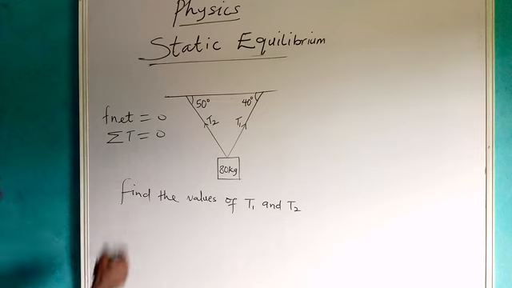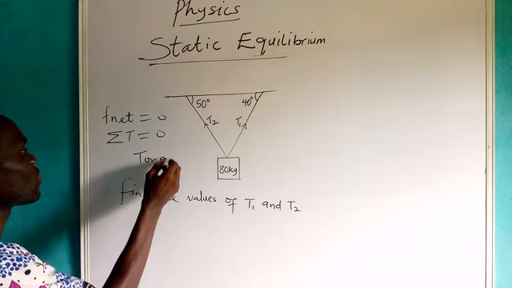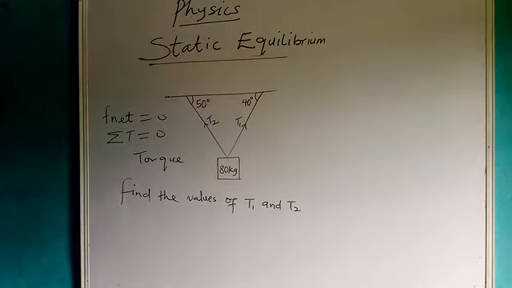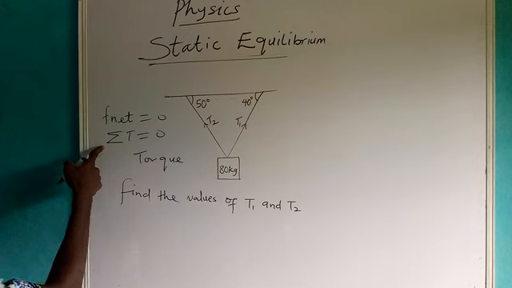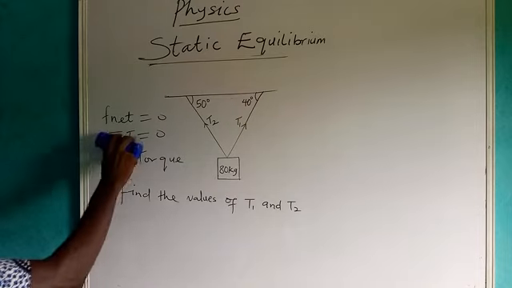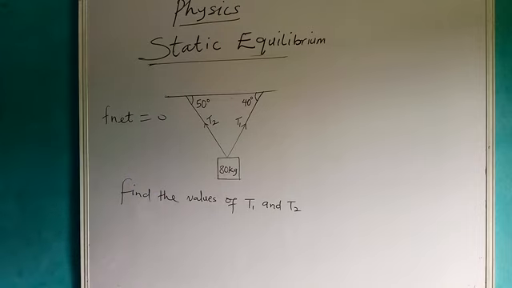Now, for this system, we are not dealing with torque. Please take note, torque has to do with rotational equilibrium. For this system, we are going to use components to resolve it. Therefore, the torque condition is out of place. We are not dealing with rotational equilibrium, we are dealing with translational equilibrium, because we are going to use components to resolve this system.